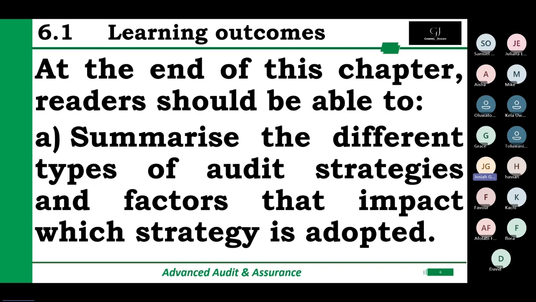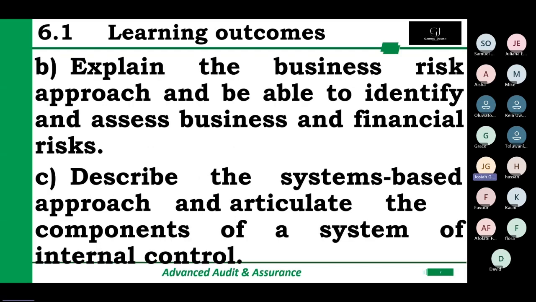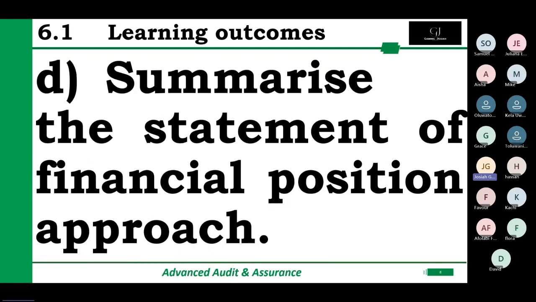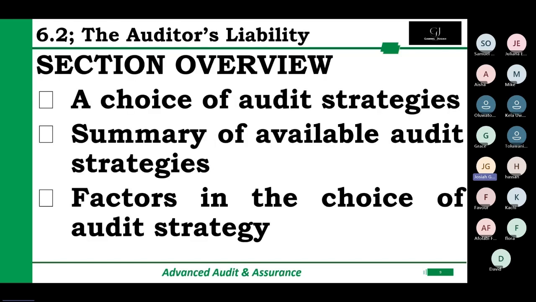Also, the second learning outcome is that you should be able to explain the business risk approach and be able to identify and assess business and financial risks. And the third learning outcome should be that you should be able to describe the system-based approach and articulate the component of a system of internal control. And finally, you need to be able to summarize the statement of financial position approach as it relates to the learning outcome, and what you have learned is very important.